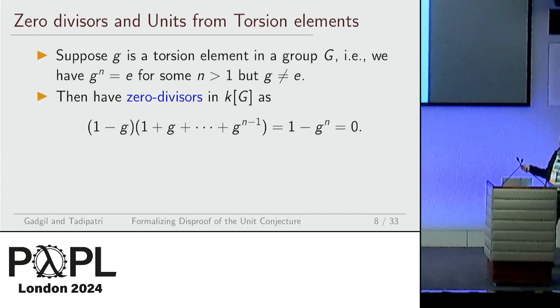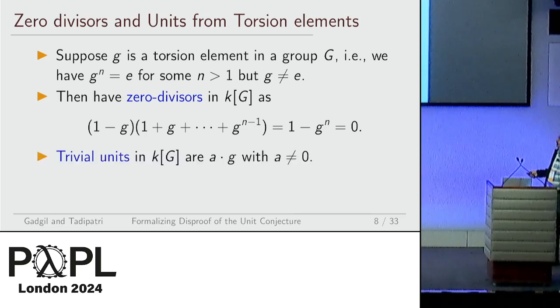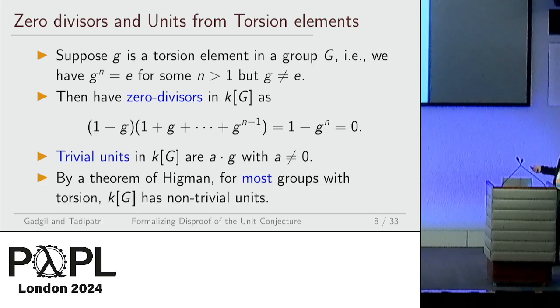Then we have zero divisors by this simple calculation. 1 is the unit in the ring. 1 minus g times 1 plus g plus up to g to the n minus 1 is 1 minus g to the n, which is 0. Okay. Now, what about units? Well, there are units, a times g is a unit, like in Laurent polynomials. But for most groups with torsion, K of G has non-trivial units if G has torsion.